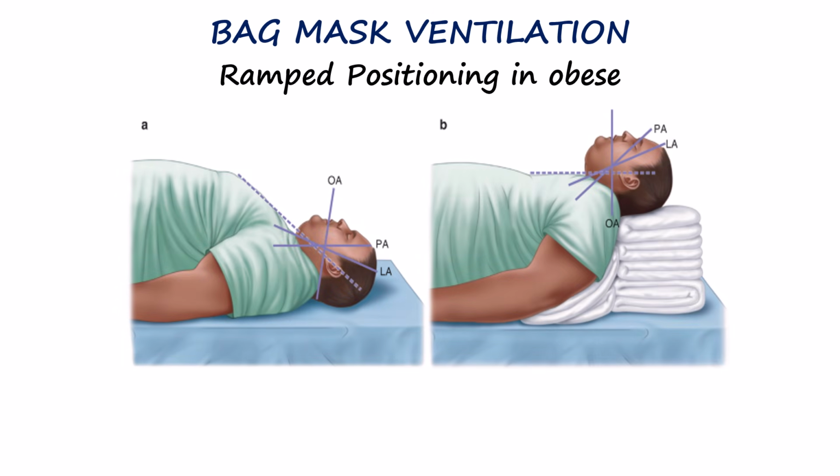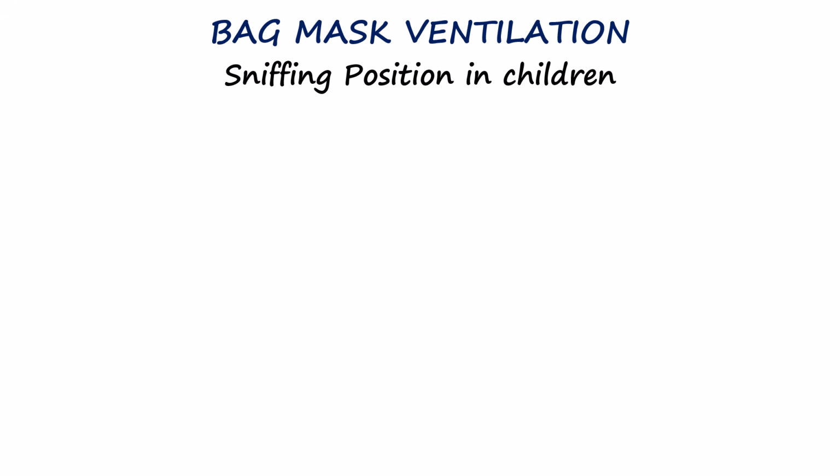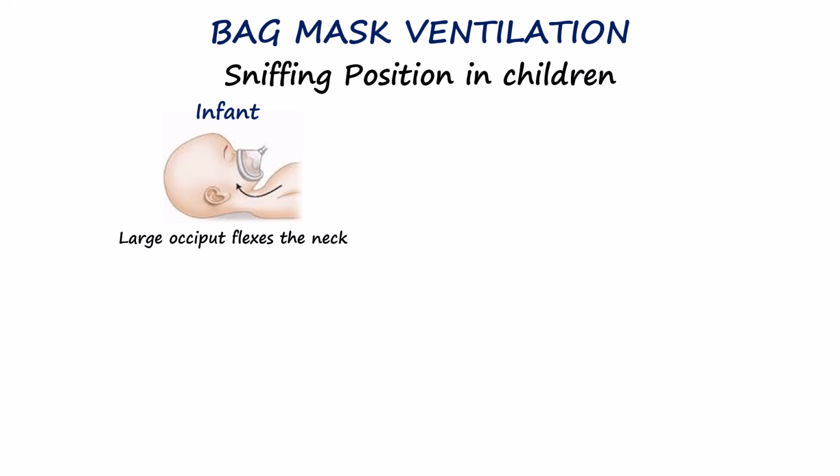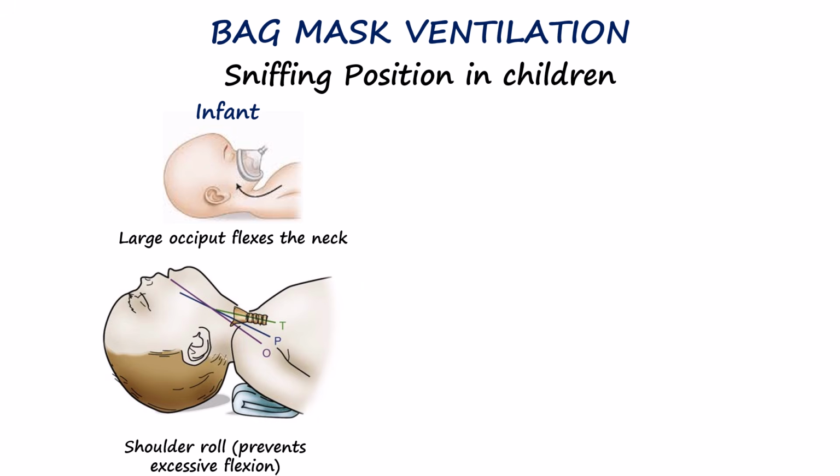However, some patient groups need modifications. In obese patients, a ramped position is preferred, where the head and upper torso are elevated together so that the ear canal and sternal notch are brought into the same plane. You can appreciate this positioning by comparing it to the picture on the left. In infants, the large occiput naturally flexes the neck, so a pillow is usually not required. In fact, placing a small rolled towel under the shoulders is often more helpful, as it prevents excessive flexion caused by the prominent back of the head.